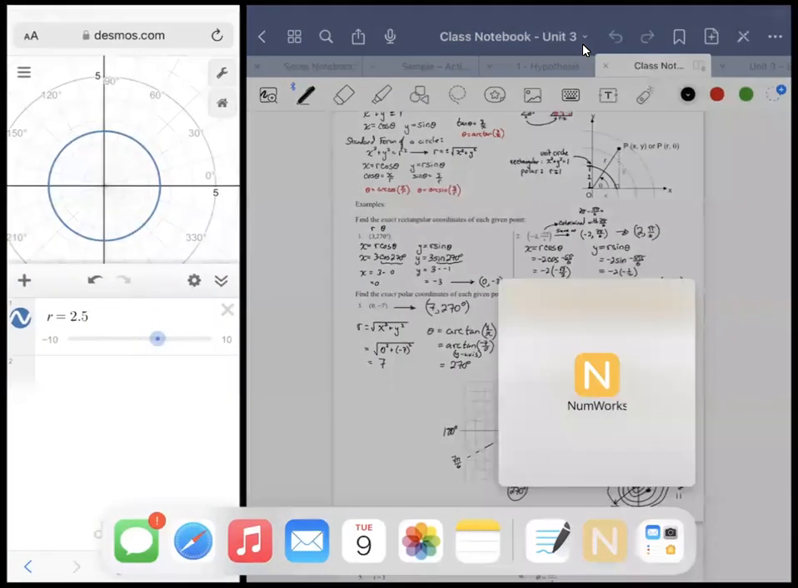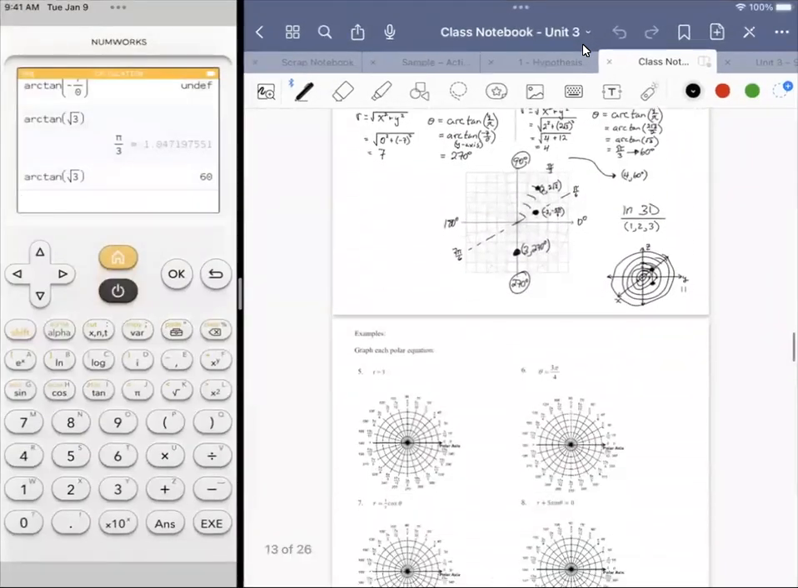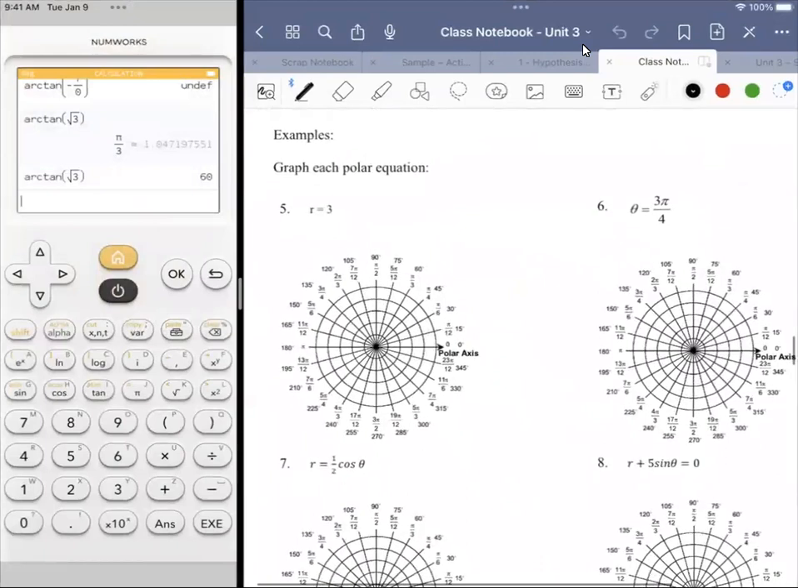And bring the NumWorks back in. All right. So I gave you a sense of how you would plot something like R equals 3. I did it with R equals 2.5, but it's the same general idea.